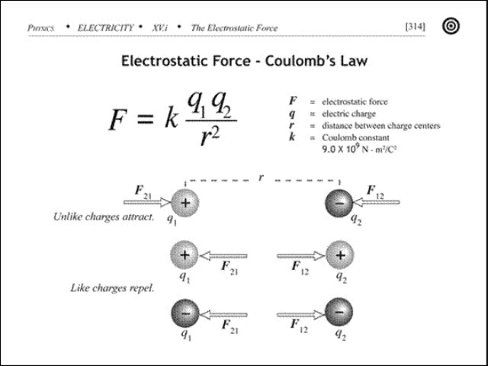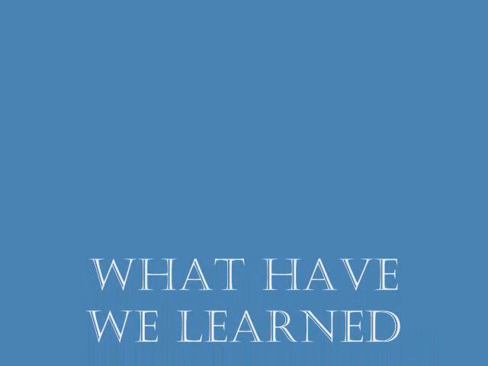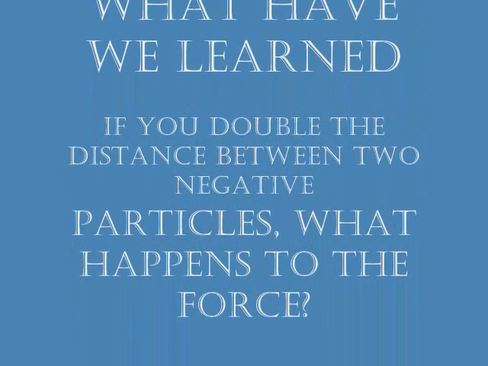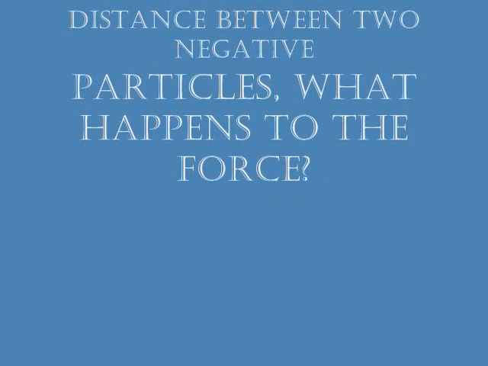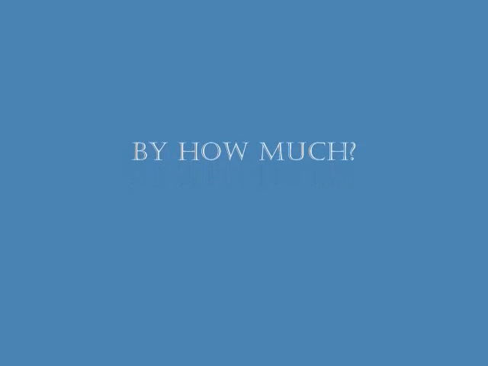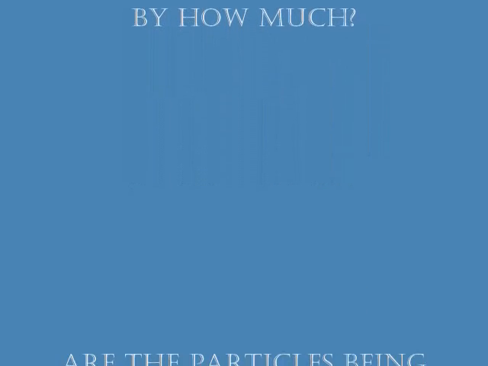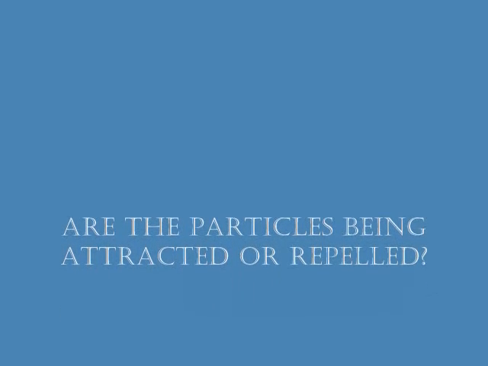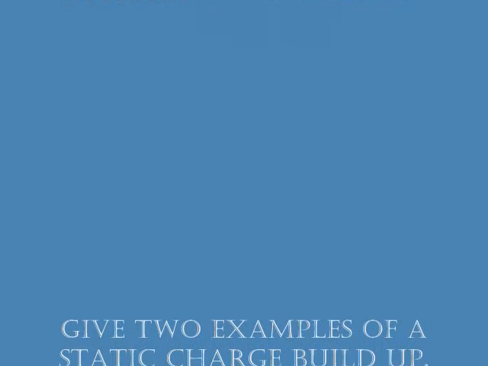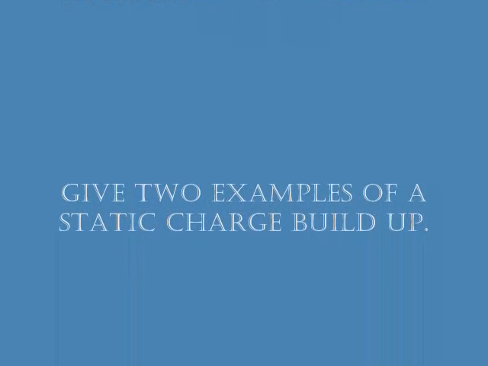Now you see how the formula F equals K Q1 Q2 over R squared determines the force between two charged particles. If you double the distance between two like particles, does the force increase or decrease? That's right, decreases. But by how much? That's right, 1/4. Are the particles being attracted or repelled? That's right, repelled. Give two examples of a static charge buildup.